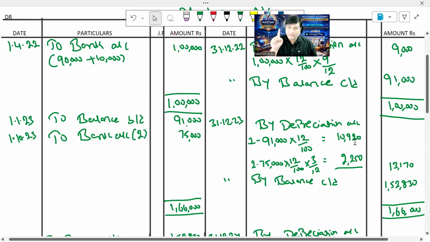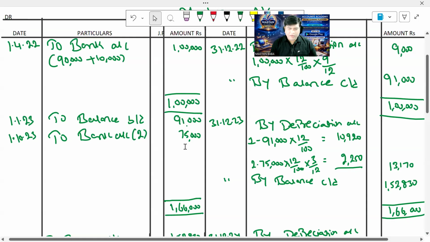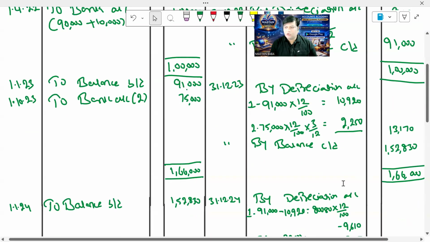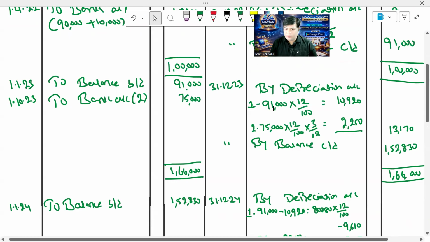But in this calendar year, they purchased second machinery in October 2023. So 1st October 2023, 75,000. What I did again, 75,000 into 12 by 100 into 3 by 12, that comes to 2,250. So together 13,170. So ఇక్కడ first machinery depreciation 10,920, second machinery depreciation 2,250. So together comes to 1,52,830. సో బ్యాలెన్స్ బ్రాట్ డౌన్. ఇక్కడ సింపుల్ చెప్తున్నా నేను, ఒకవేళ సేల్ ఆఫ్ అసలు లేదంటే మీరు డైరెక్ట్ గా ఈ 1,52,830 మీద 12% చేస్తే 18,340 చేసుకోవచ్చు. కొంచెం లెంగ్తీ సబ్జెక్టివ్ మేనర్ చేసుకోవాలంటే, ఇక్కడ లాస్ట్ ఇయర్ లో ఫస్ట్ మిషనరీ బ్యాలెన్స్ 91 ఉంది.